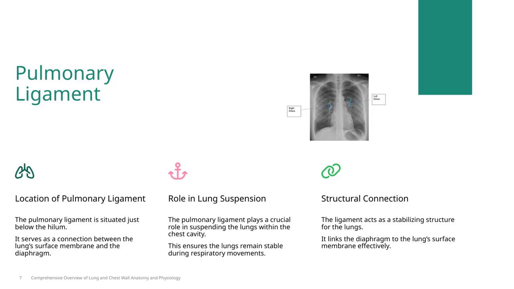Finally, the pulmonary ligament functions as a structural connection. It acts like a stabilizer, linking the diaphragm to the lung's surface membrane. This connection is key for maintaining the integrity and proper mechanics of the lung within the thoracic cavity, supporting the overall respiratory process. This understanding ties into the broader theme of how the anatomy supports efficient lung function.